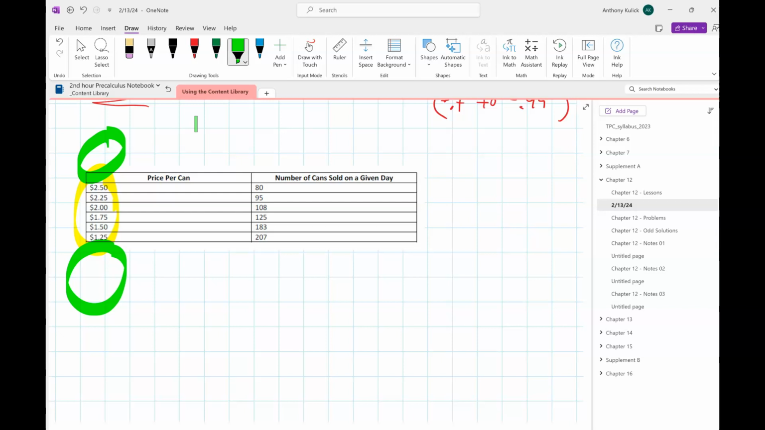How many cans would you expect to sell if I charged $0? Infinitely many, right? As many as I put out there, somebody would take.